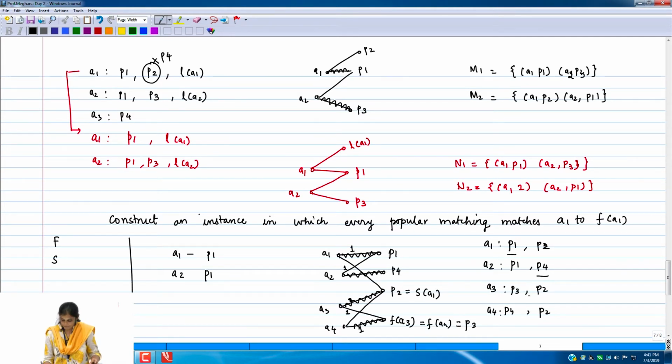P3? Okay, P3, and what about P2? Should I underline P2 or not? Yes, because there is a popular matching that matches it to P2. What about A4? P4, P2. We have done this by examining this instance, but suppose there is an algorithm that does this.